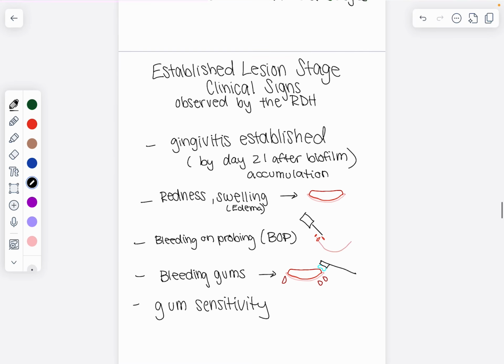Established lesion stage, clinical signs as observed by the RDH.